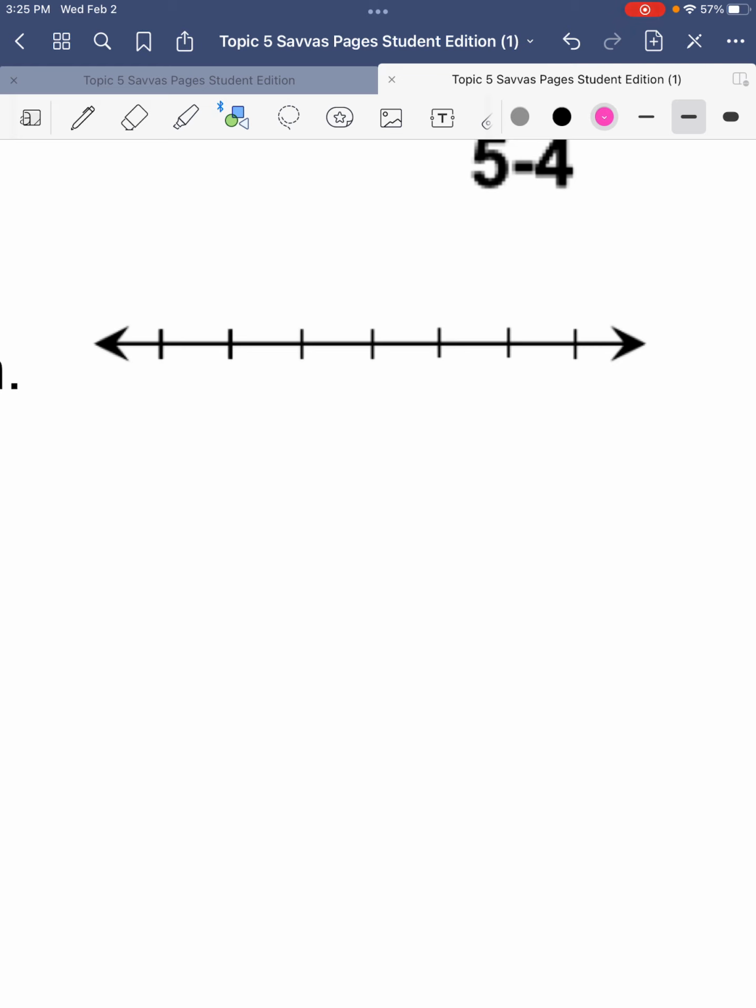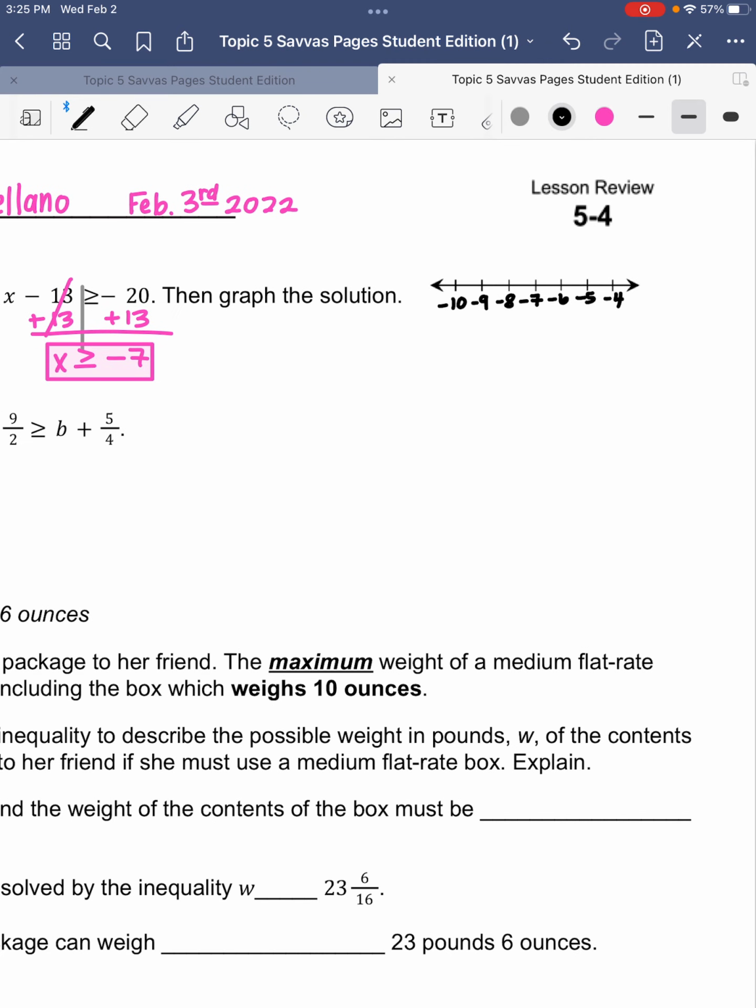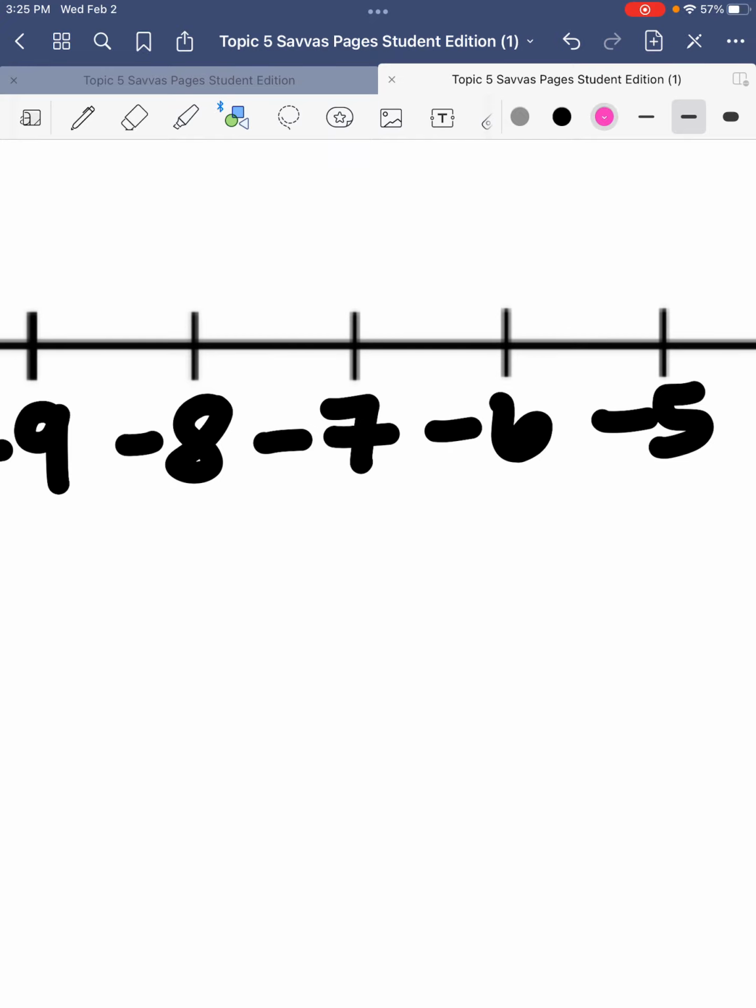Now we know we want negative 7 to be kind of in the middle of that number line. So I'm going to start maybe at negative 10, negative 9, negative 8, negative 7, negative 6, negative 5, and negative 4. So I've got negative 7 there kind of in the middle. And what kind of circle do I need at negative 7? Well, because my inequality symbol has a line under it, I need a closed circle. Okay, so at negative 7, I need a closed circle.